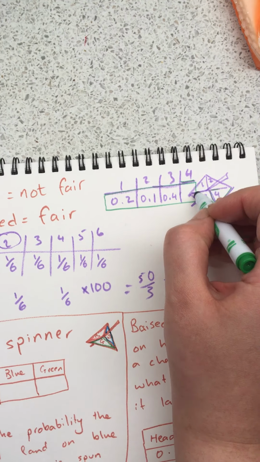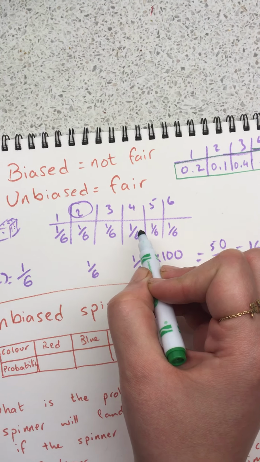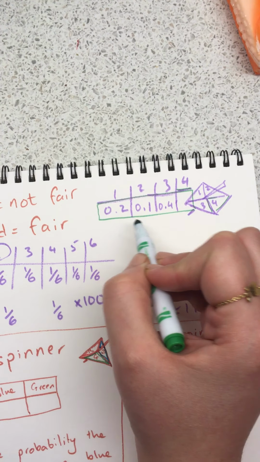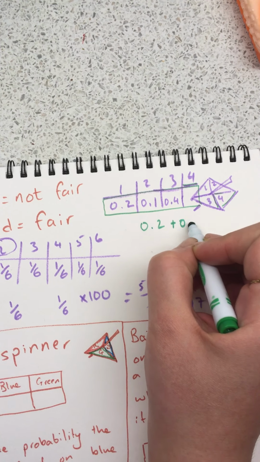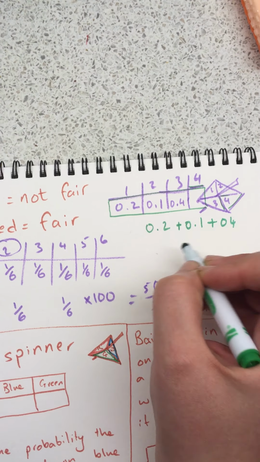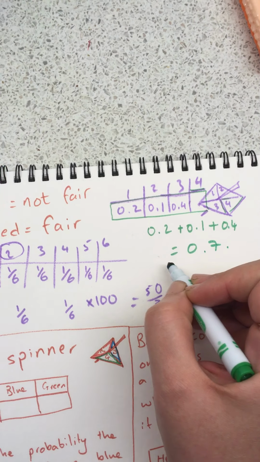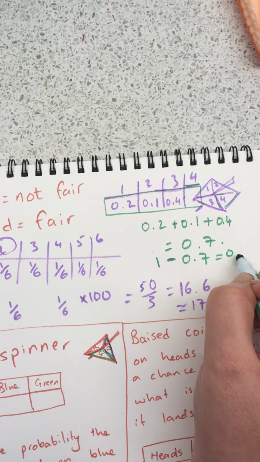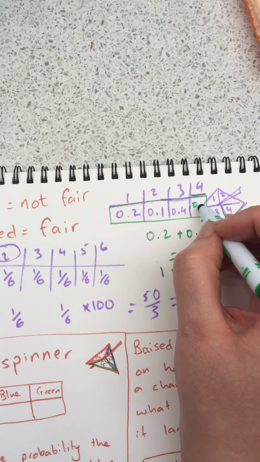So this whole line should add up to 1, just like the dice. A 1 out of 6 plus another 1 out of 6 plus another one, all adds up to 1. So this, again, should add up to 1. So I can do 0.2 plus 0.1 plus 0.4 to give me 0.7. And then I could do 1, take away 0.7, which is 0.3. So the chance that this spinner lands on 4 is 0.3.